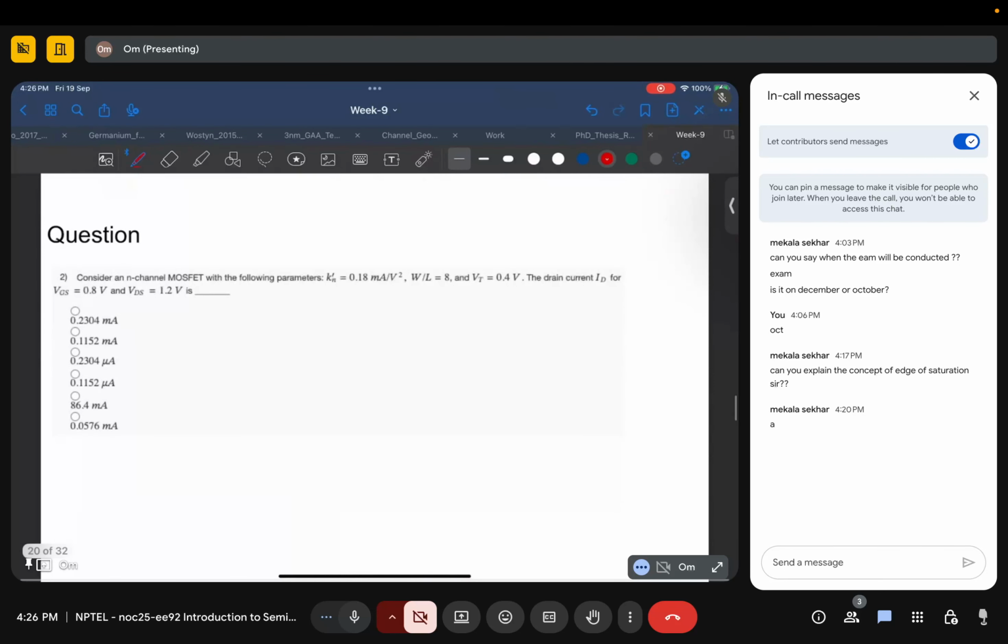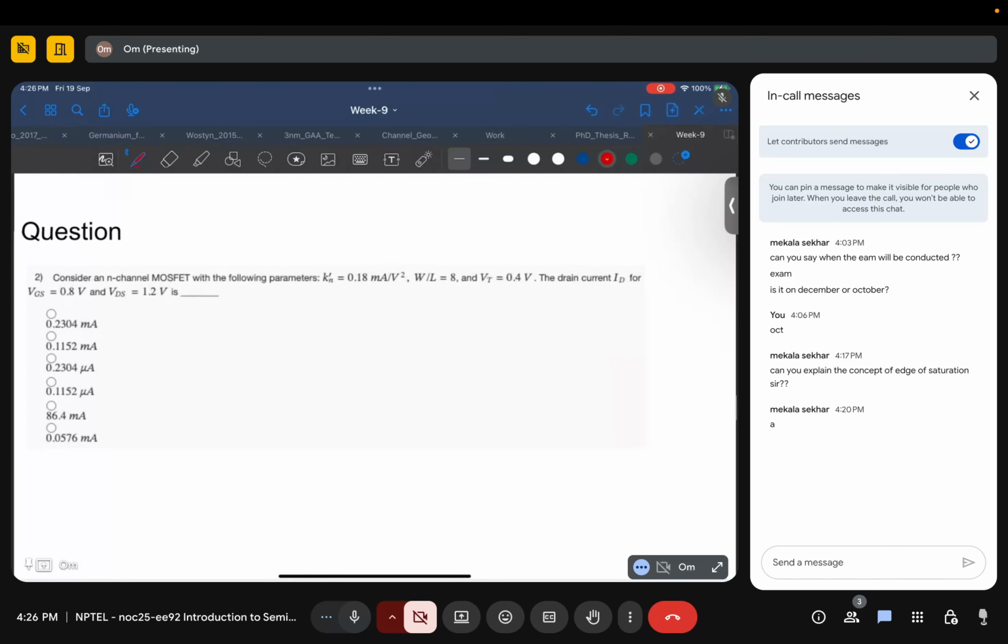Next question. Consider an N-channel MOSFET with the following parameters. The drain current ID for VGS of 0.4 and VDS of 1.2 volt is what? Please note this Kn is mu and Cox. Try to find the answer.